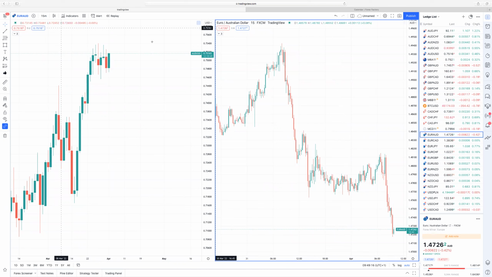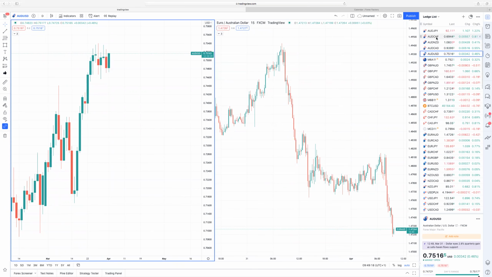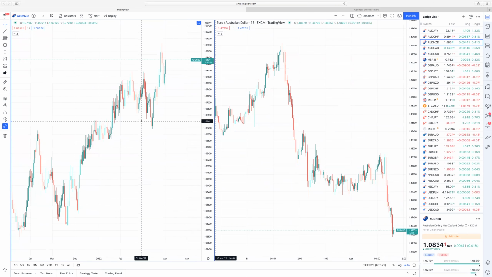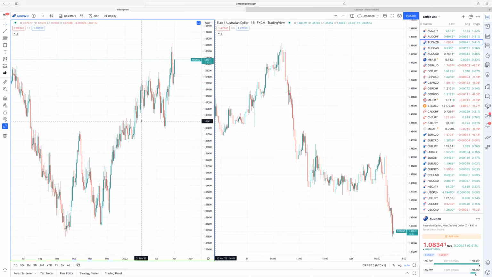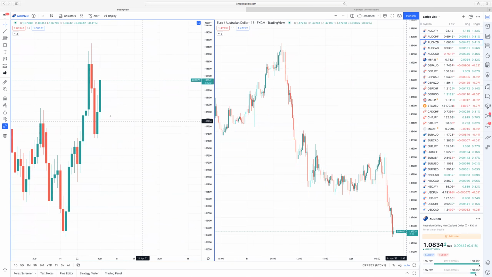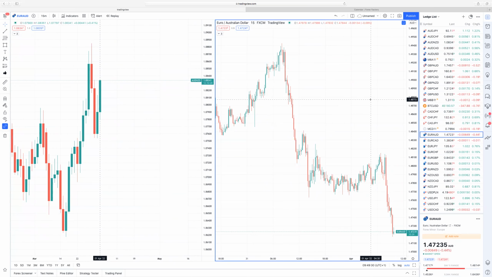We're having a look at AUD NZD as well. And it is still firmly in an uptrend. AUD is certainly doing a lot of things right now.